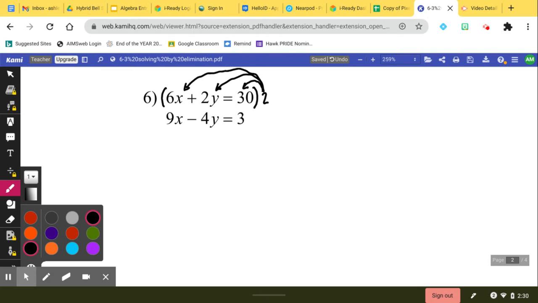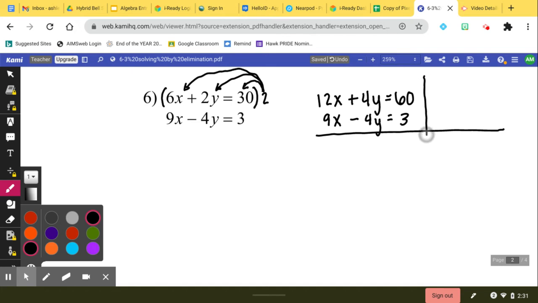So I'm going to rewrite these problems. So I have 12x plus 4y is equal to 60. Then I'm not changing anything with my second equation because now I will have opposite coefficients. So bringing it just right back down, 9x minus 4y is equal to 3. Now that I have opposite coefficients, I can add my two equations together to eliminate the y variable, because 4y plus negative 4y is 0.